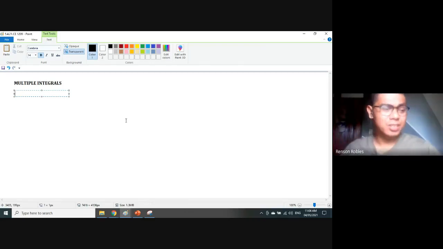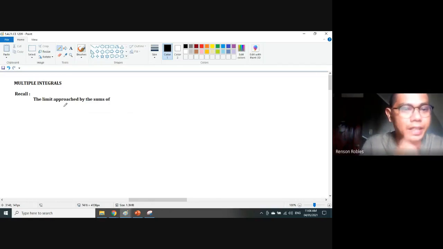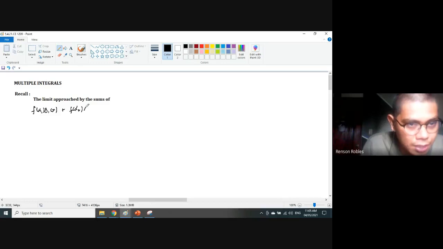Okay. So let's talk about multiple integrals, and we recall that the limit approached by the sums of f of x sub 1 delta sub 1 of x plus, you remember this one? f of x sub 2 delta sub 2 of x, running until f of x sub n delta sub n of x, as delta x approaches 0, and what happened?